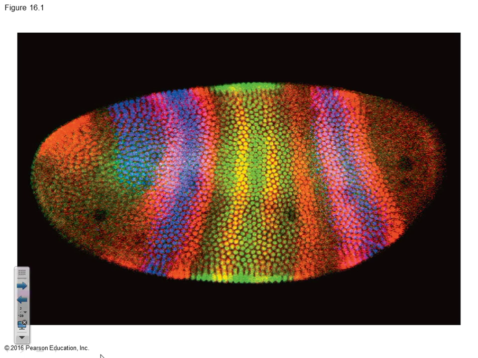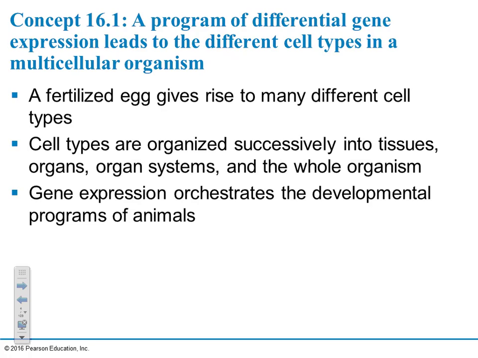What this is showing is a fly embryo, probably a fruit fly, and it is looking at three different genes. A gene that has been labeled red, a gene that has been labeled blue, and a gene that has been labeled green. The other colors are where they're interacting. Red and green together make yellow, red and blue are going to make purple, etc. So there is some pattern of how those genes are expressed.